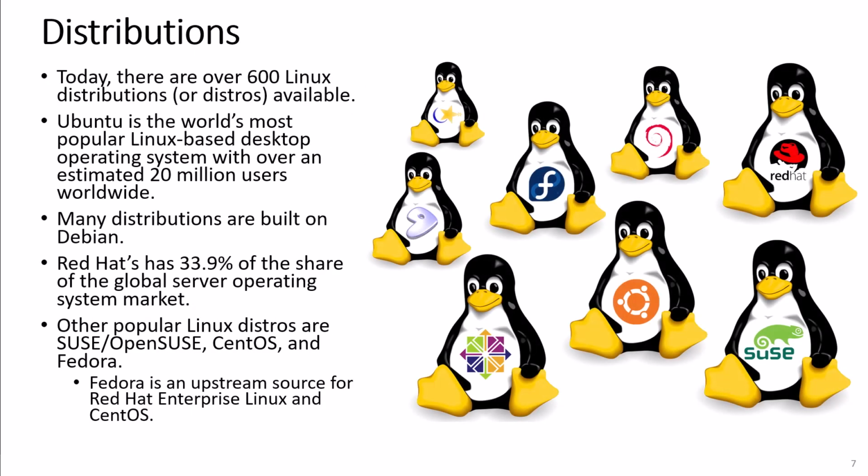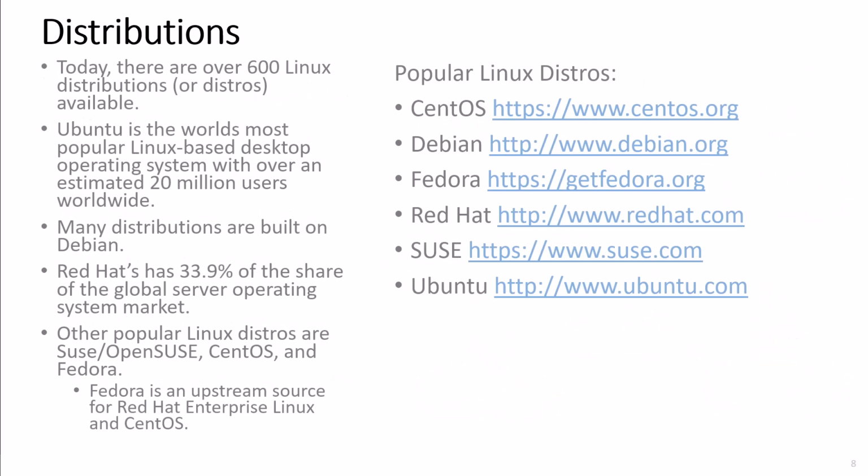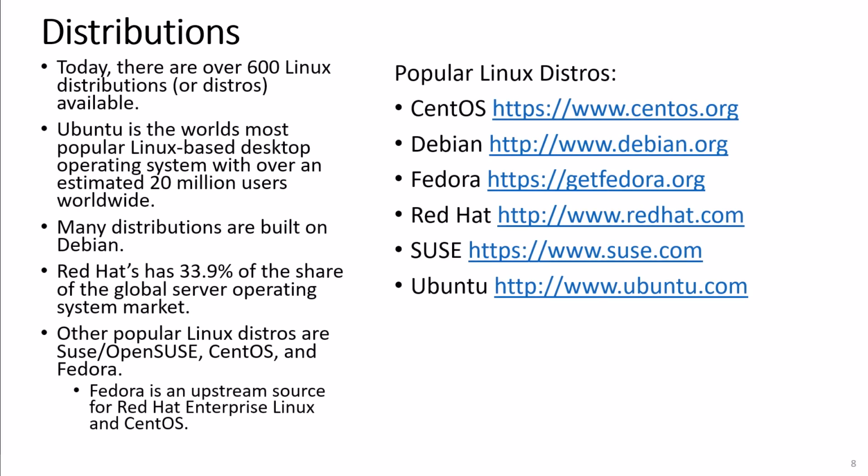Today, there are over 600 Linux distributions, or distros, available. Ubuntu is the world's most popular Linux-based desktop operating system with an estimated 20 million users worldwide. Many distributions are built on Debian. Red Hat has 33.9% of the share of the global server operating systems market. Other popular Linux distros are SUSE, openSUSE, CentOS, and Fedora. Fedora is an upstream source for Red Hat Enterprise Linux and CentOS. This slide shows the links to some of the more popular distros.